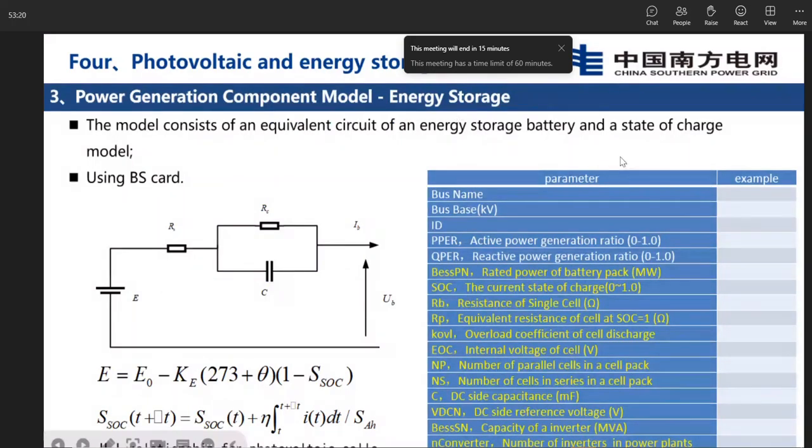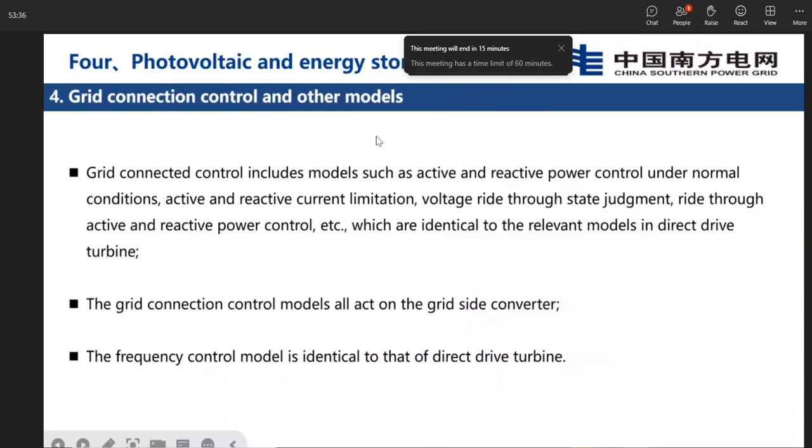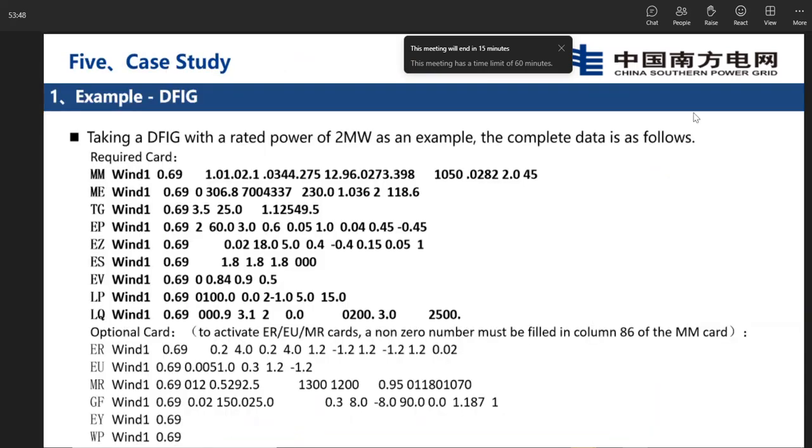For the energy storage system, we have this BS card. It contains these parameters, and it is the circuit and the equations. Grid connection, control, and other modes are the same as the DFIG.